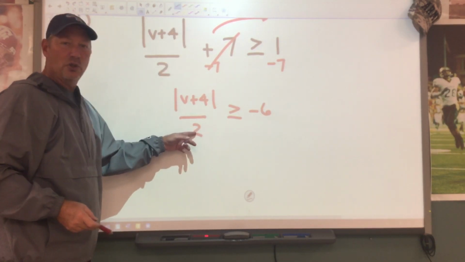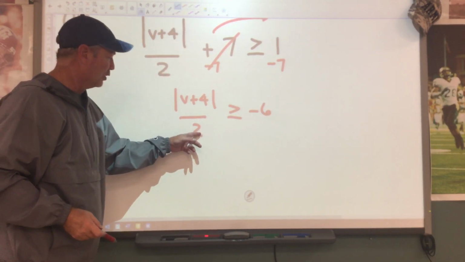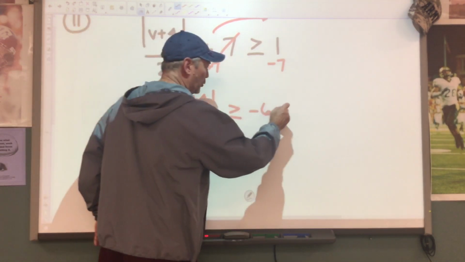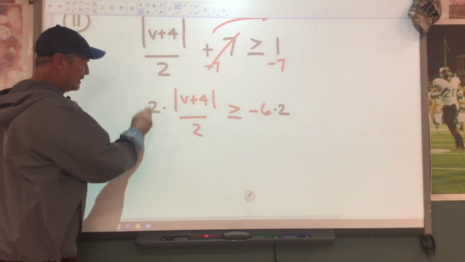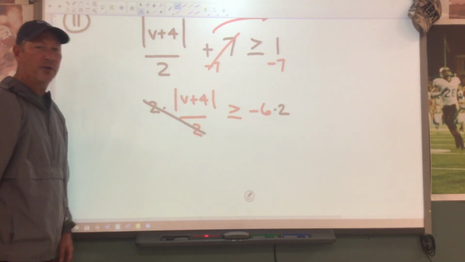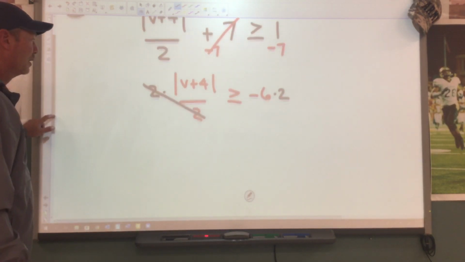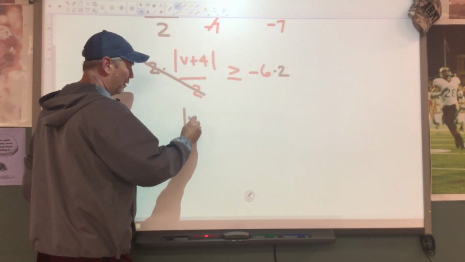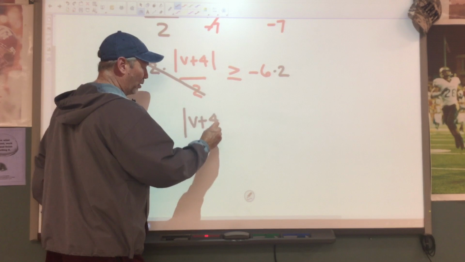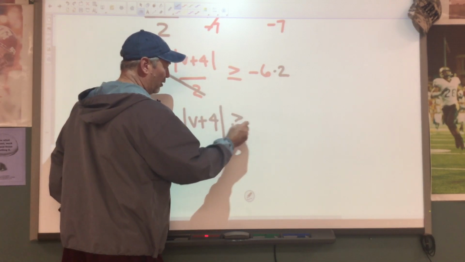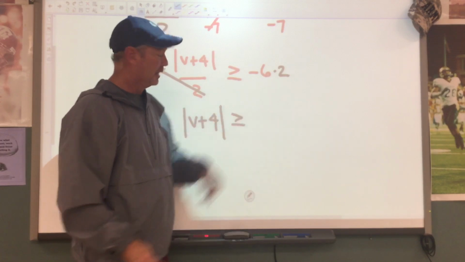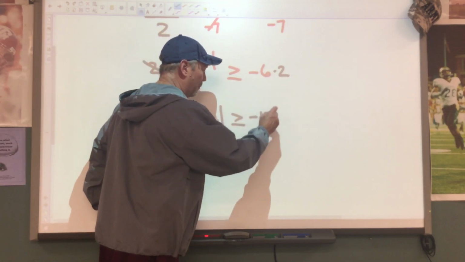I need to get rid of the 2 in the denominator. To get rid of the 2 in the denominator, we're going to multiply times 2. Multiply times 2. This is going to cancel. That's the whole point of multiplying times 2. This is gone. That's going to leave me with the absolute value of V plus 4 is greater than or equal to, what is -6 times 2? That's going to give you a -12.